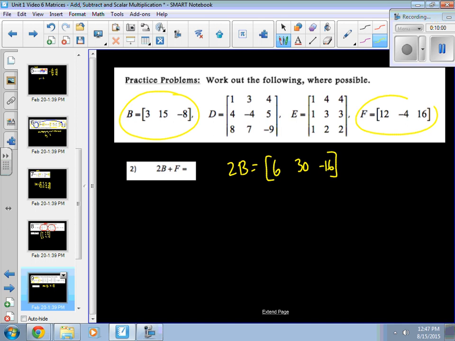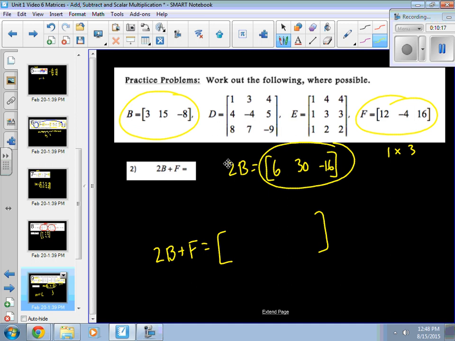Well, let's check. Can we add these two matrices together? Yes, they're both 1 by 3 matrices. So we should be able to add that together. So the matrix of 2B plus F, adding these two up, would be 18. 30 plus negative 4 is 26. And negative 16 plus 16 would equal 0. So that would be the result that you get.